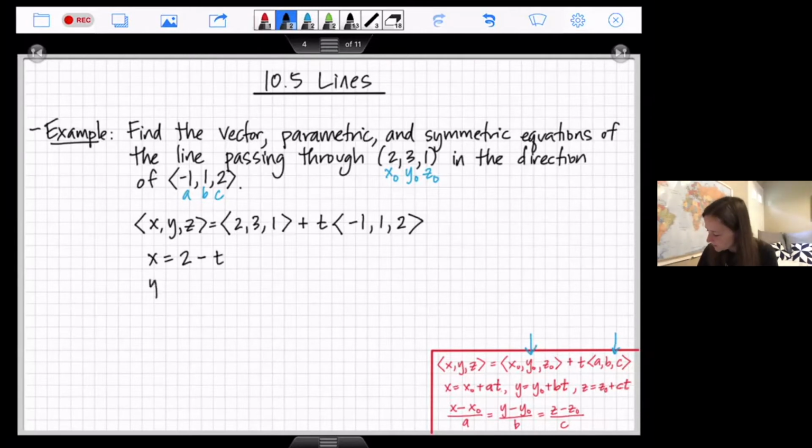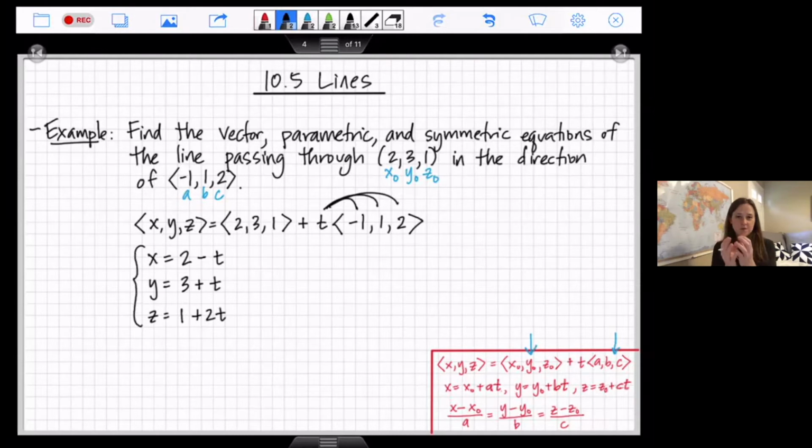All right, my y equation is going to be equal to the y component of that vector, 3, that's y naught, plus t times 1. Again, I'm just distributing this t through that direction vector. And then z is equal to z naught, which is 1, plus c times t, so plus 2 times t. And again, those three equations together describe the line. You need all three to have the parametric equations.